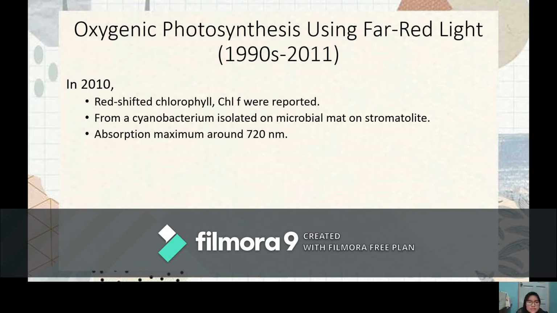The second one is in 2010, when another red-shifted chlorophyll, chlorophyll f, was reported. It is from a cyanobacterium isolated from a microbial mat on a stromatolite. It has an absorption maximum around 720 nanometers. But these two cyanobacteria were not counted as primary producers because there still needs to be a lot of research to determine how they work and what their activities are.